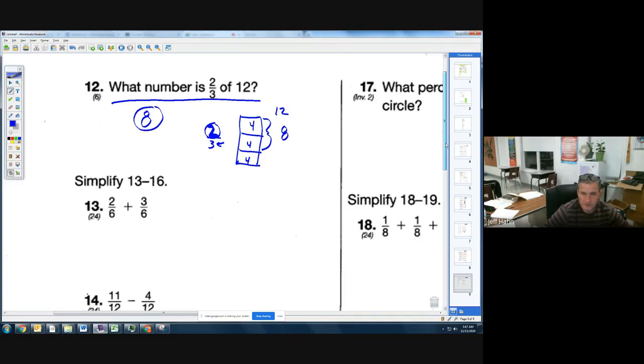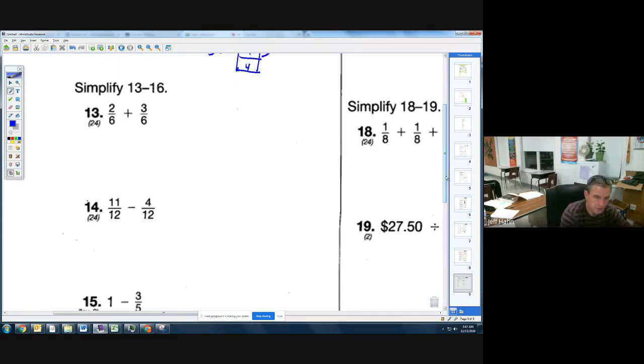Problem number 13. Simplify 2/6 plus 3/6. If you look in your notes, first step is always write them up and down. 2/6 plus 3/6. Denominator stays the same, and you just add the tops together. 2 plus 3 is 5/6.